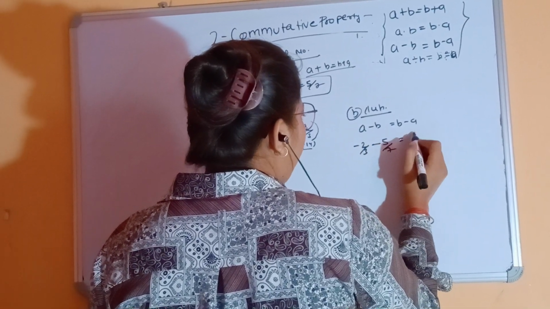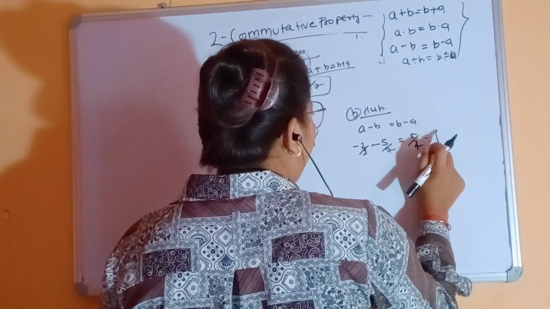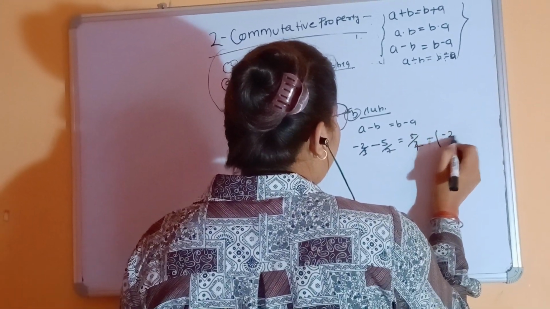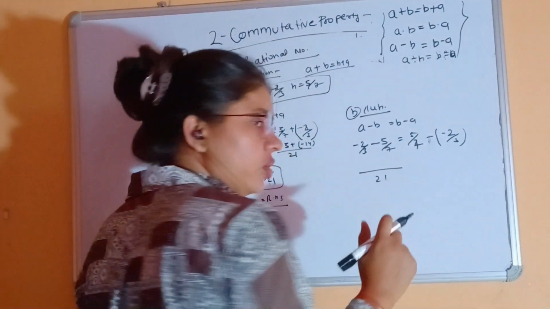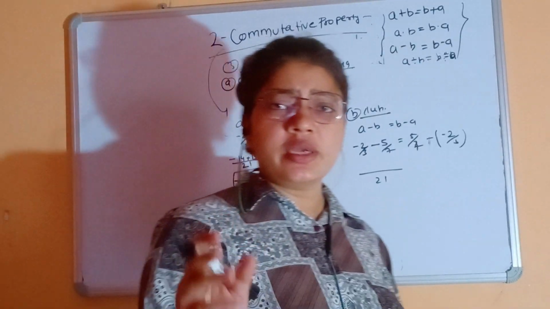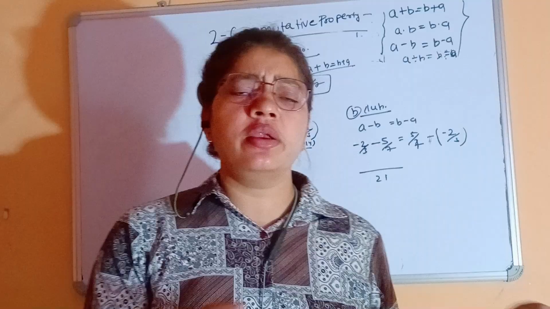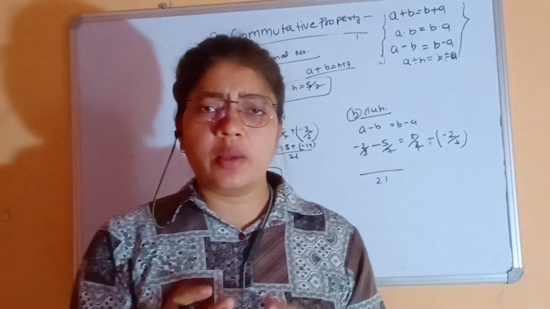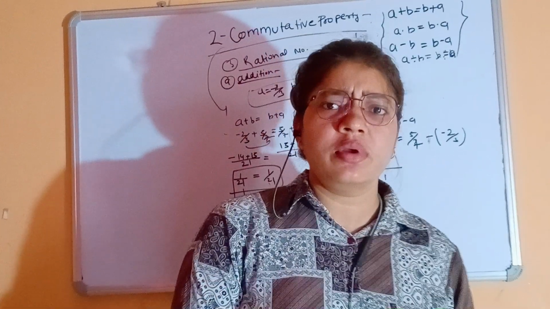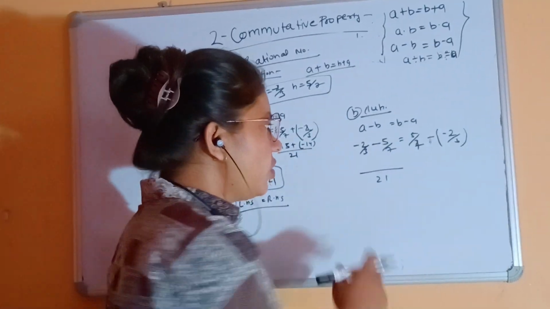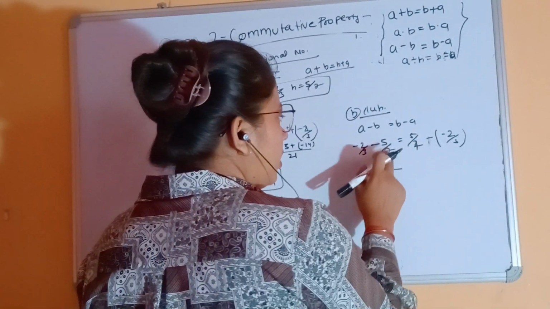Put the values easily: B is 5 by 7 and A is equal to -2 by 3. Okay. Here also take the denominator positive. In addition and subtraction, take the same rules: first make the denominators equal, then solve the rational numbers. In multiplication and division, we do not need the same denominator, we simply multiply and divide. Okay, so in subtraction also the denominator is 7 times 3, which is 21.